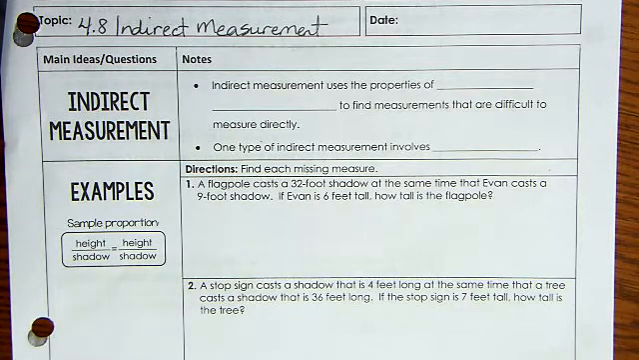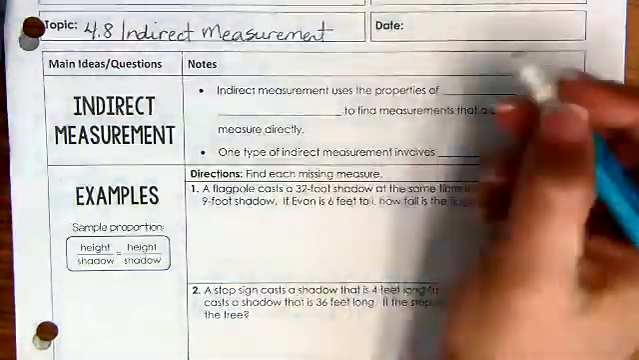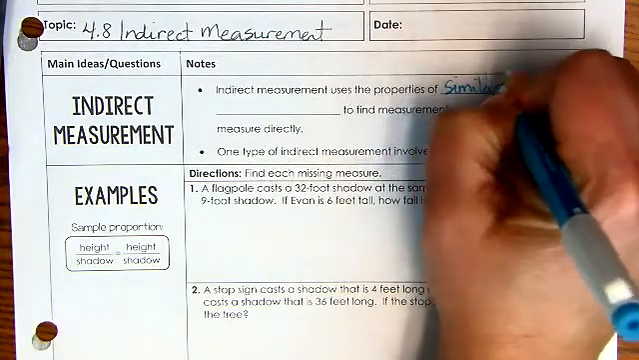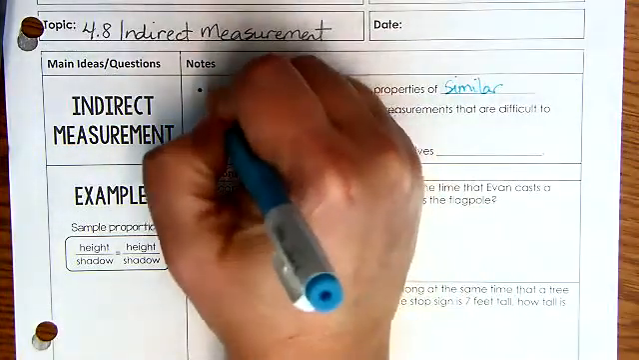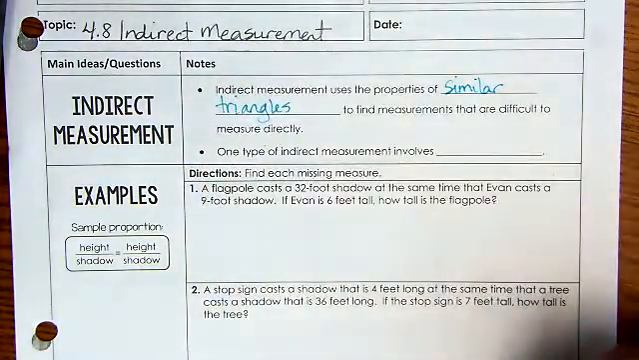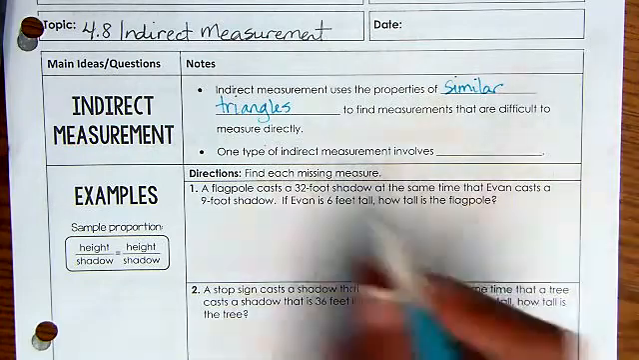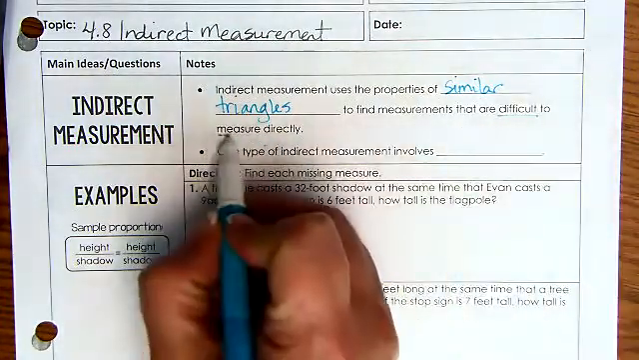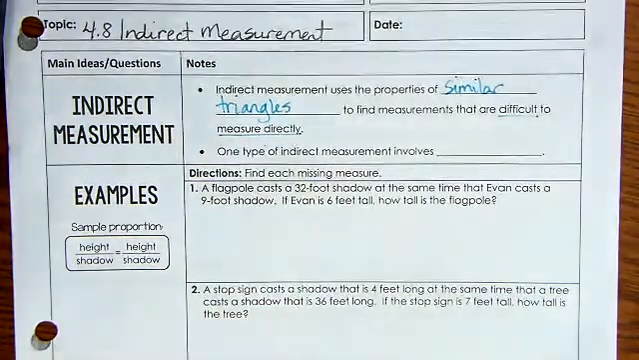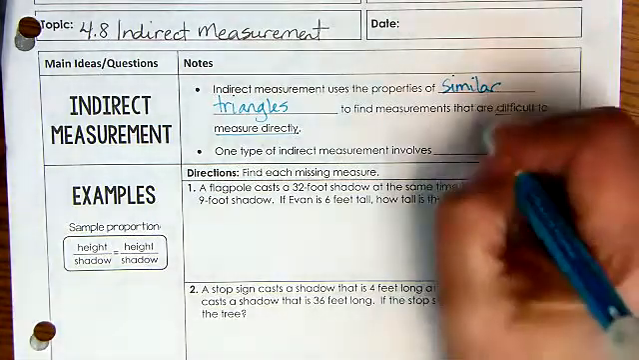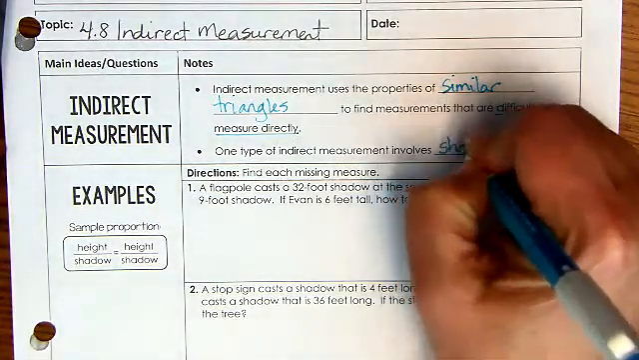So let's define a few things. Indirect measurement uses the properties of similar triangles to find measurements that are difficult to measure directly. So when it is difficult to measure directly, we use the properties of similar triangles. One type of indirect measurement involves shadows.